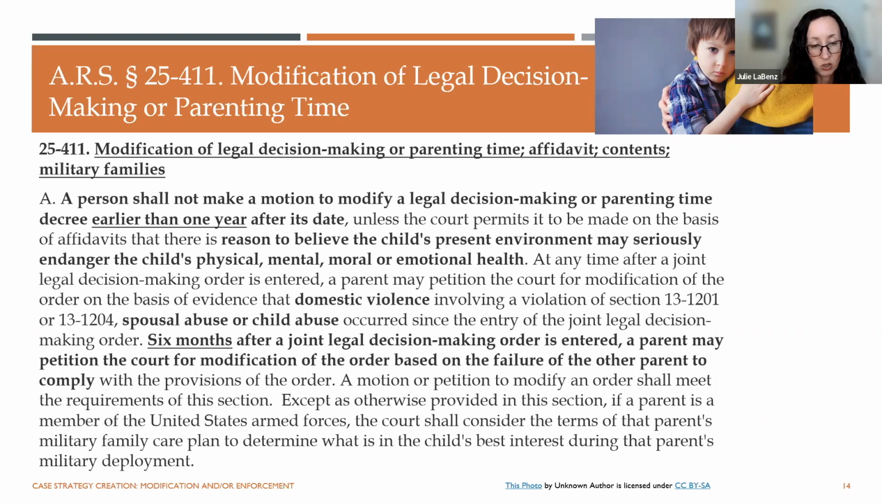And then you can seek to modify after 6 months if you are saying that the other parent has failed to comply. So after a joint legal decision-making order is entered, 6 months after, a parent may petition the court for modification of the joint legal decision-making order based on the failure of the other parent to comply with the provisions of the order.